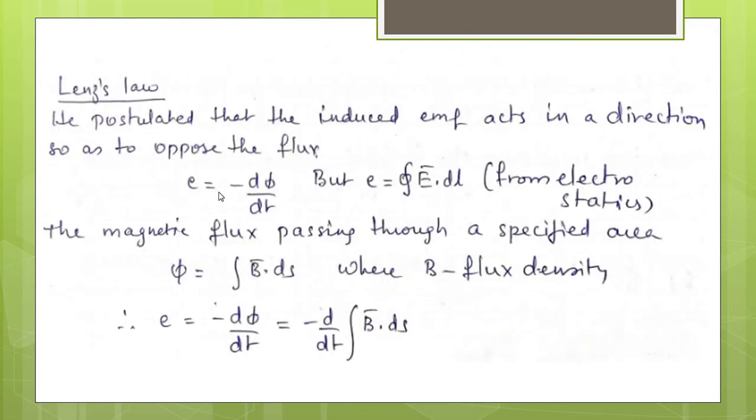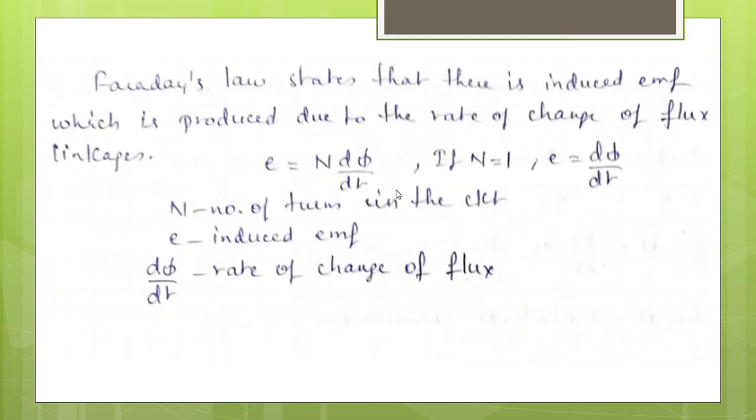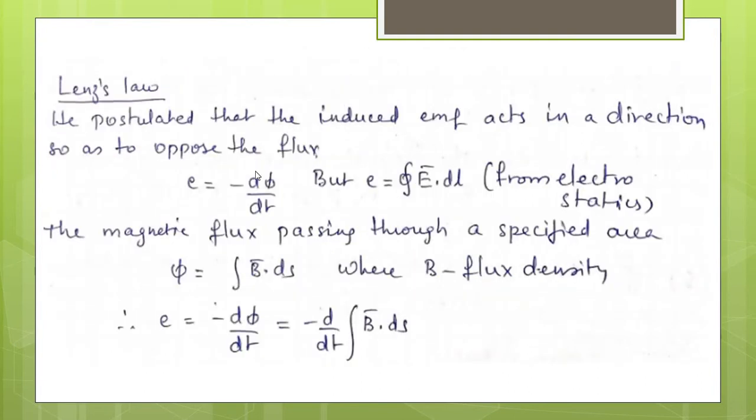Now in the earlier equation, E is equal to d phi by dt, there is no negative sign here. So another scientist, Lenz, gave the direction of this induced EMF. He stated that this induced EMF acts in a direction so as to oppose the flux. So that's why we get a negative sign here: E is equal to minus d phi by dt.